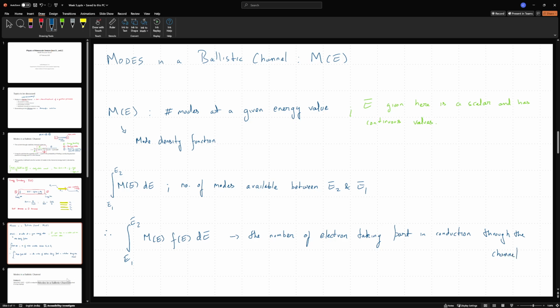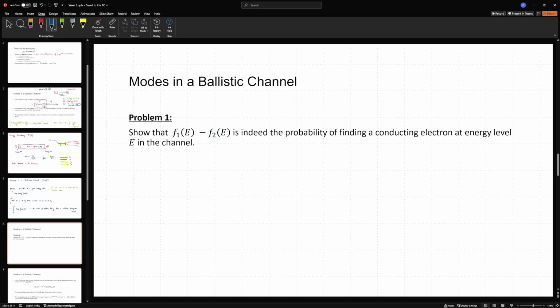Wonderful. Now let us move to the first problem for the day. Show that this quantity f1 of E minus f2 of E is indeed the probability of finding a conduction electron at energy level E inside the channel. So how shall we go about this? Let us go about this by considering two cases. First, let me take case A, which is the equilibrium case.